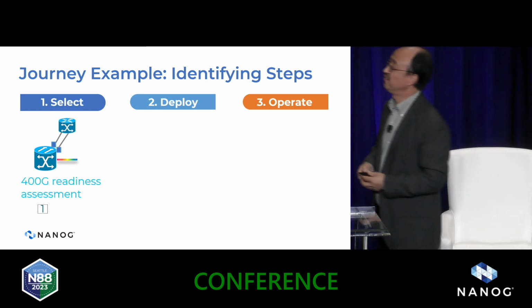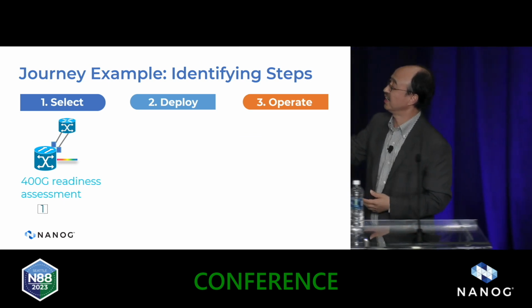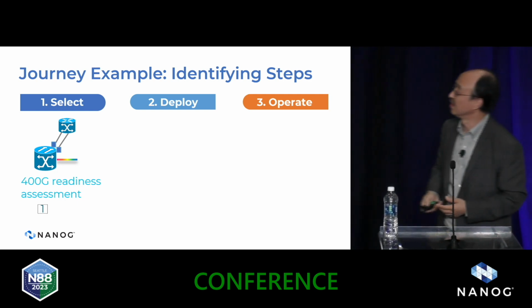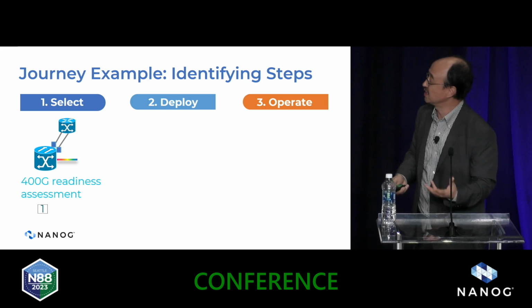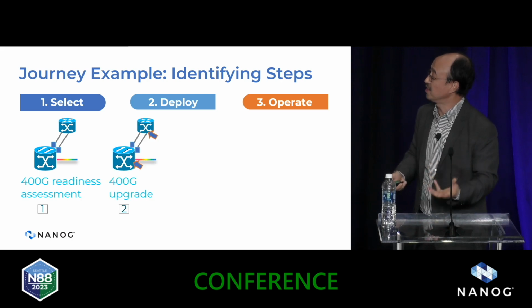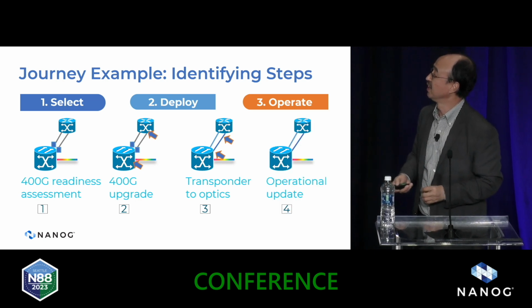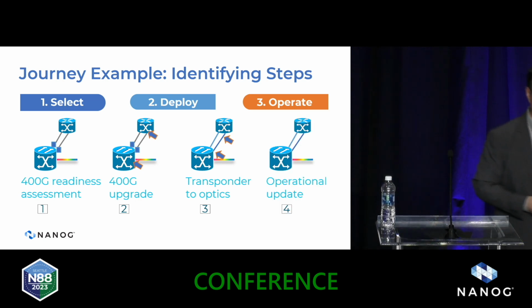We talk about 3 phases of implementation: select, deploy, and operate. Let's quickly review some of the steps. First is 400 gig readiness assessment, 400 gig upgrade, transponder to optics migration, and then the operational update.